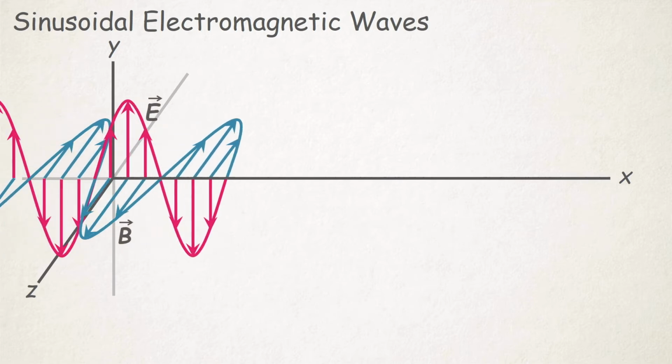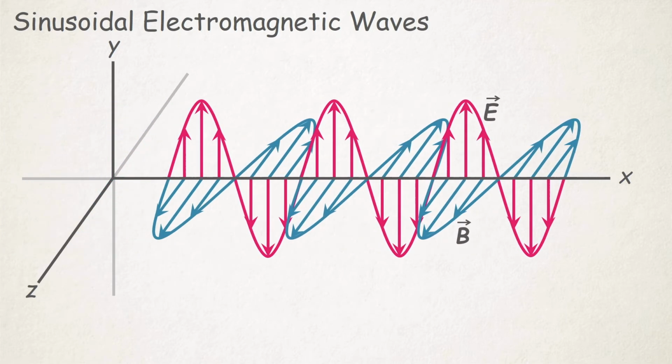An electromagnetic wave is comprised of electric and magnetic fields that oscillate in space and time. The electric field vectors are always perpendicular to the magnetic field vectors. Here, the electric field oscillates in the positive and negative y direction, while the magnetic field oscillates in the positive and negative z direction. The wave propagates or travels perpendicular to the y and z directions along the x-axis.